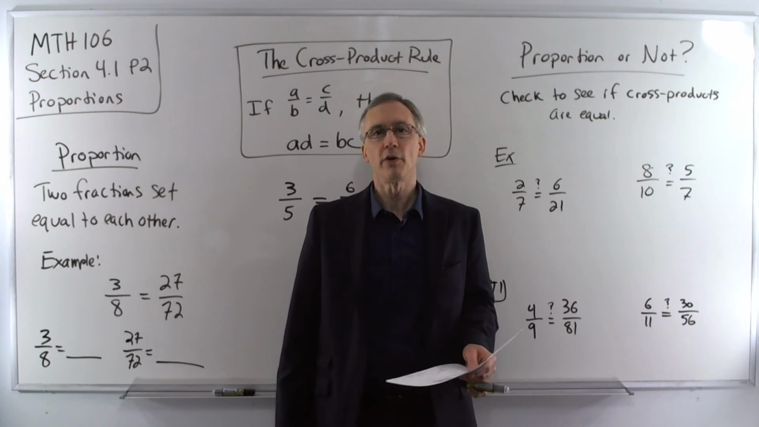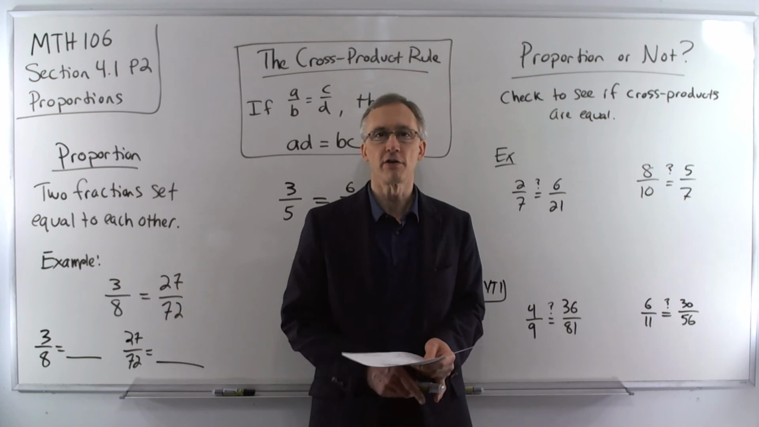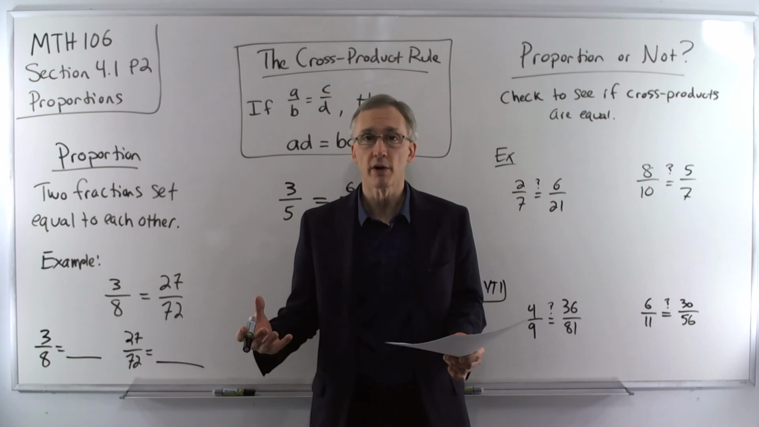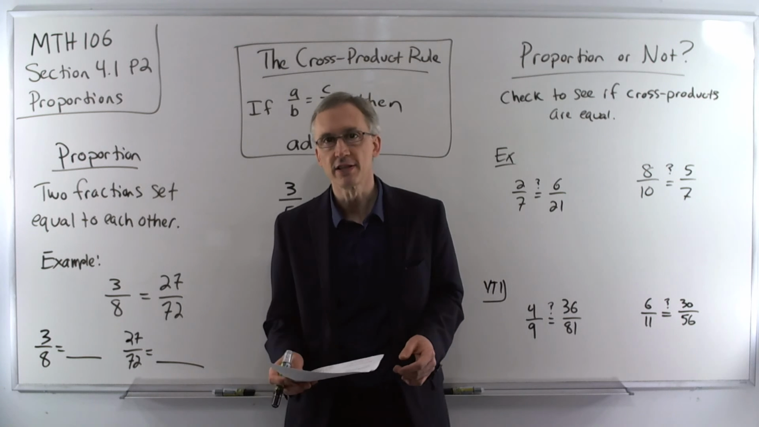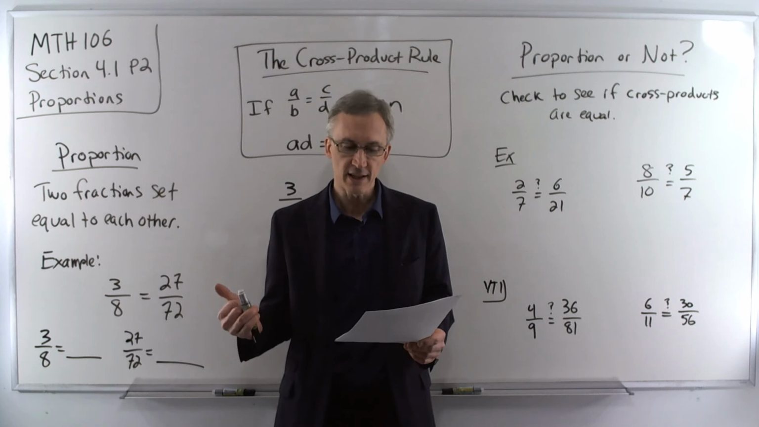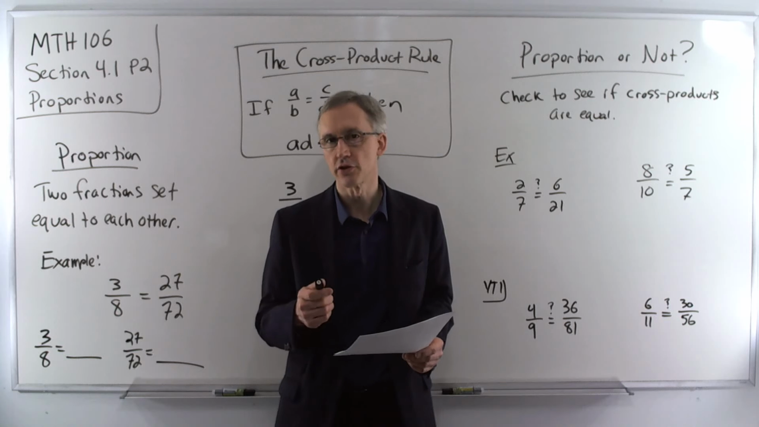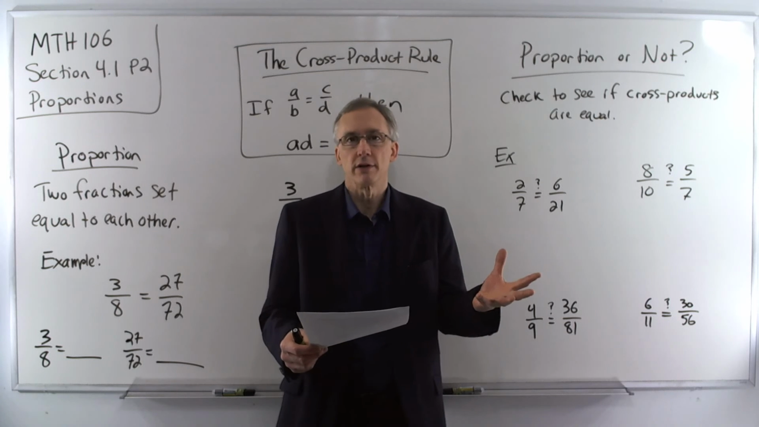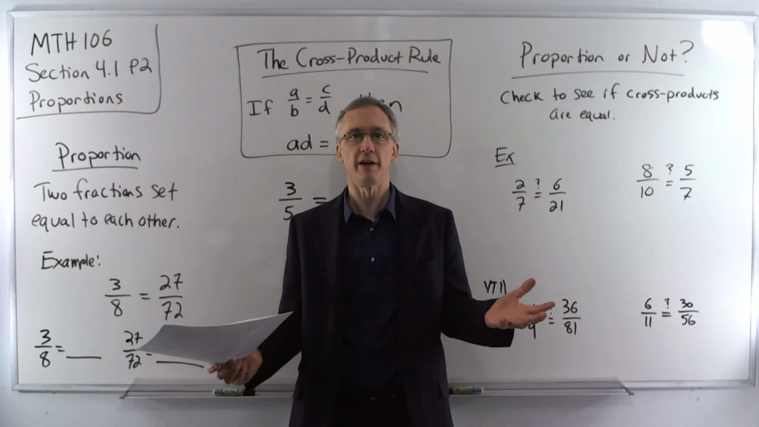Hey everyone, Math 106, Section 4.1, Part 2, Proportions. So suppose we have a worksite generator providing electricity for lights and power tools at a worksite. In 6 hours, the generator uses 13.8 gallons of diesel fuel, but we need to run it for 14 hours. How many gallons of diesel fuel will we need for that?